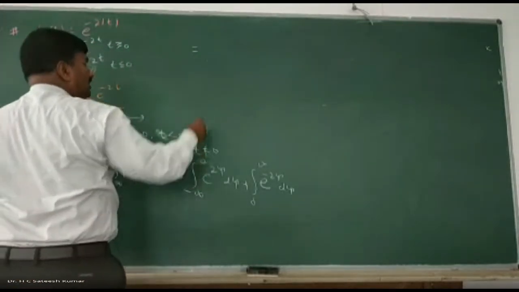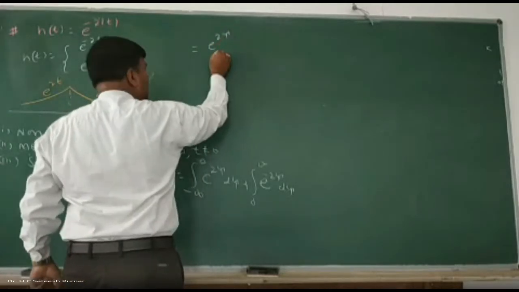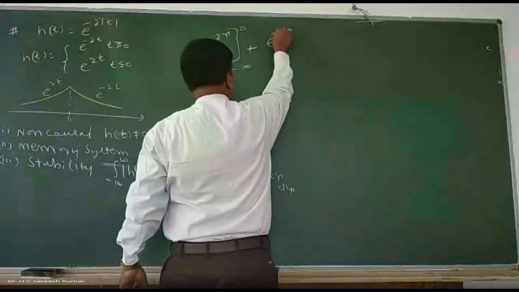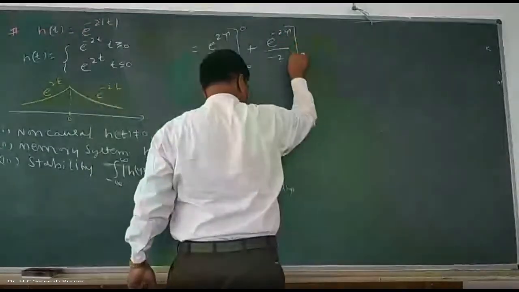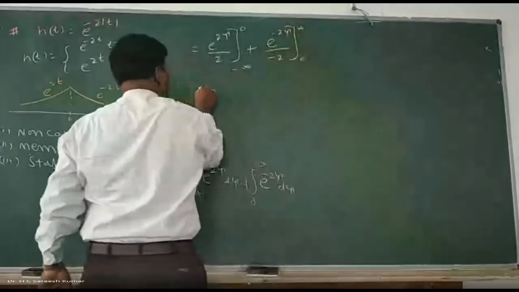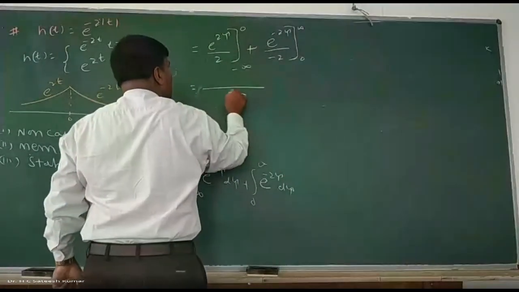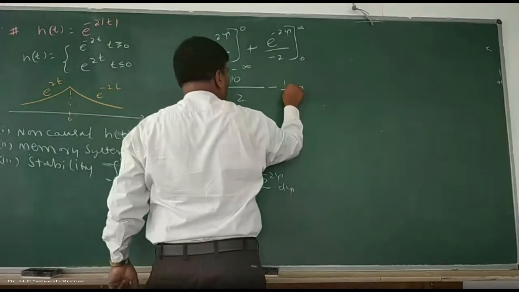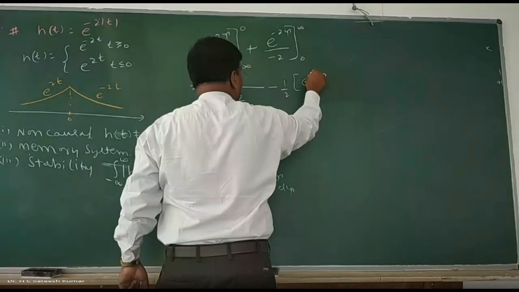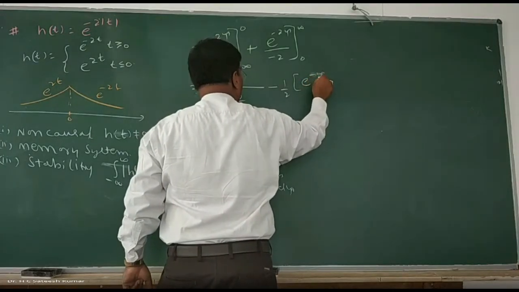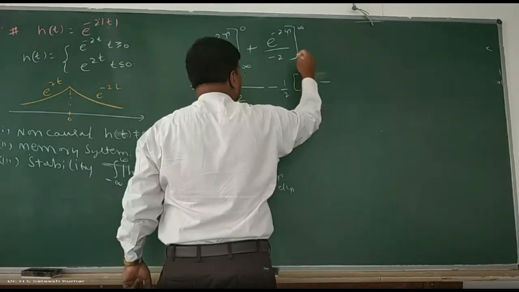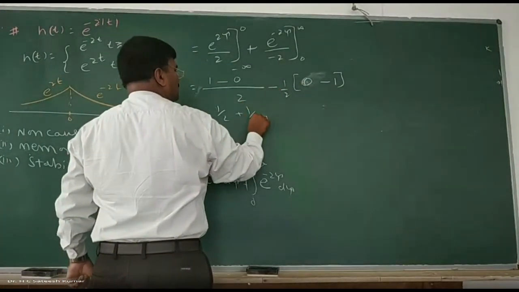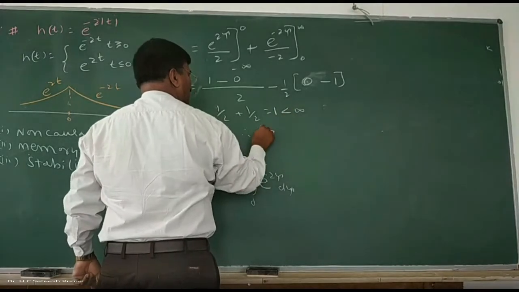Nothing but e to the power of 2 tau divided by 2 between the limits minus infinity to 0, plus e to the power of minus 2 tau divided by minus 2 between the limits 0 to infinity. It is equal to what? 1 by 2 into e to the power of 0 minus e to the power of minus infinity, and minus 1 by 2 into e to the power of minus infinity minus e to the power of 0. E to the power of minus infinity is 0 directly, right? And e to the power of 0 is 1. It is nothing but 1 by 2 plus 1 by 2, which is equal to 1, which is less than infinity. Therefore, the system is stable.